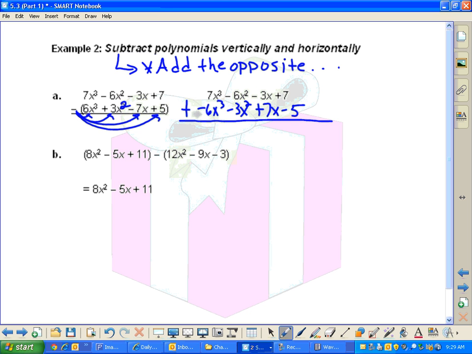And now it's very much like what we just did. Just add them up. So I have a 7x cubed and negative 6x cubed. That's 1x cubed. I have negative 9x squared. I have positive 4x and plus 2.